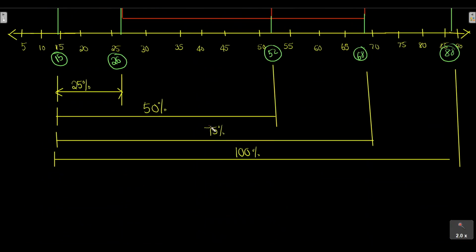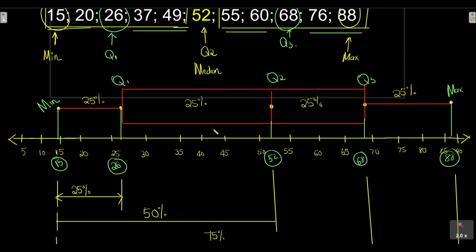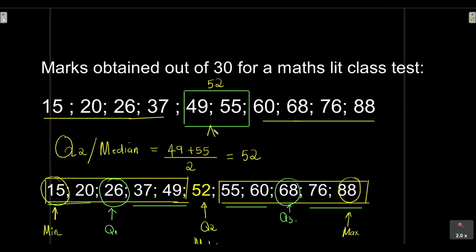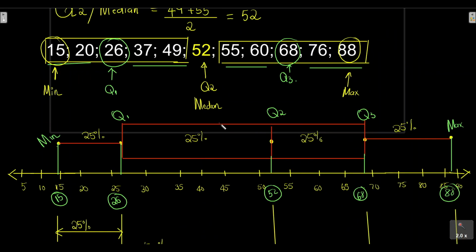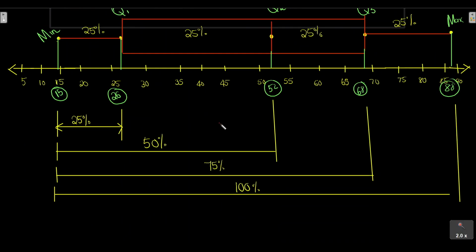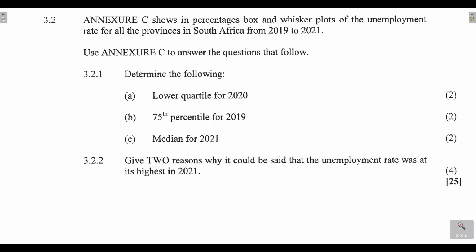All right, so I hope you appreciated me going deeper into how you analyze your box and whisker diagram, what it means when you're talking about percentiles, and what it means when you're talking about the 5 number summary. From this, guys, we should be more than ready to have a look at the questions given to us. It says use Extra C to answer the questions that follow. Question 3.2.1 says determine the following. A, the lower quartile for 2020. B, the 75th percentile for 2029. And C, the median for 2021.